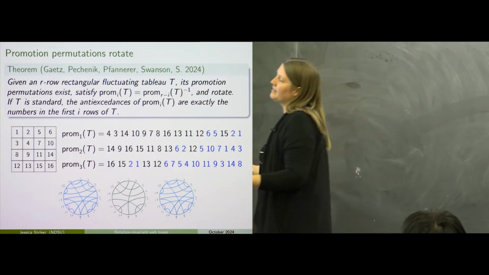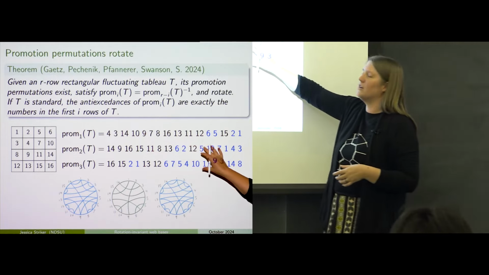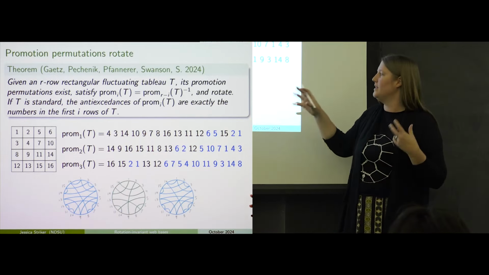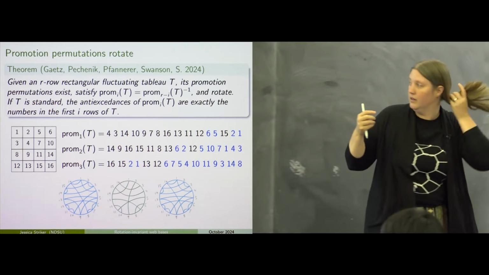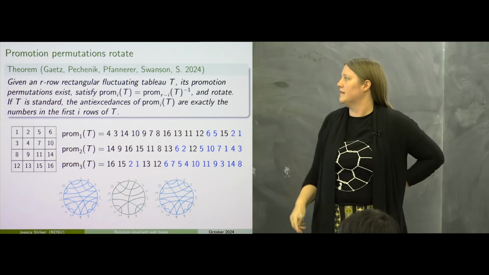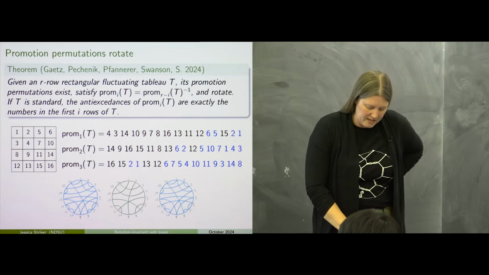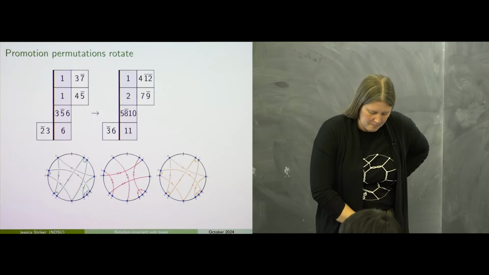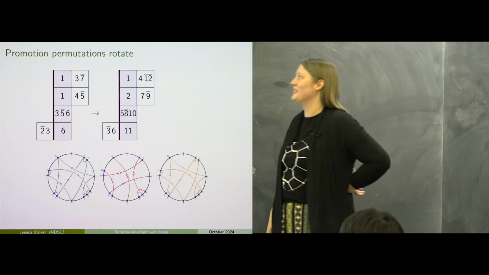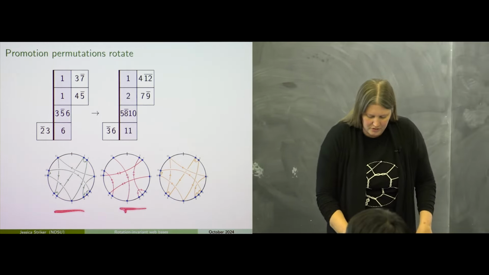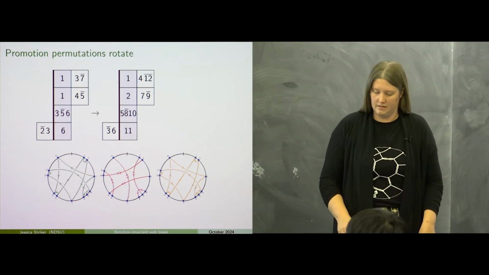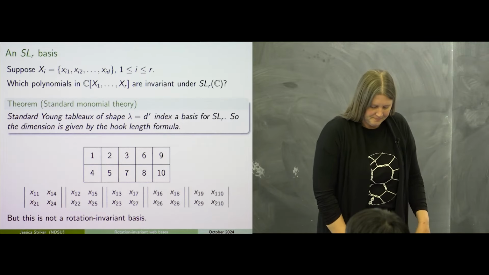So here, we like this model, but we don't actually know how to characterize these permutations. So it doesn't work as a real explanation for this phenomenon of getting back in a certain number of steps. Okay, oh, and we can do this. It still works in the fluctuating case. So here's promotion permutation 1, 2, and 3 for that fluctuating tableau.